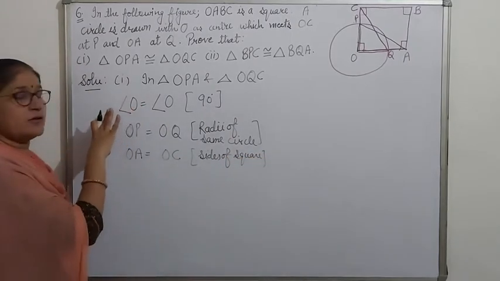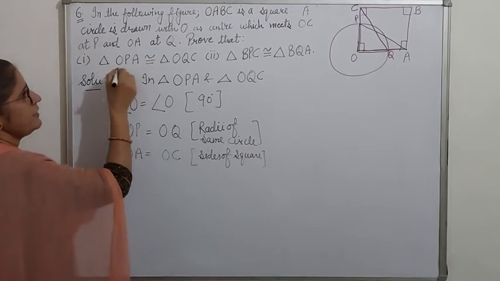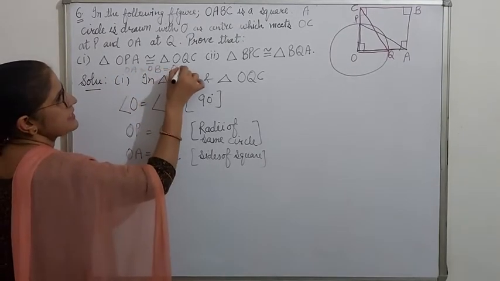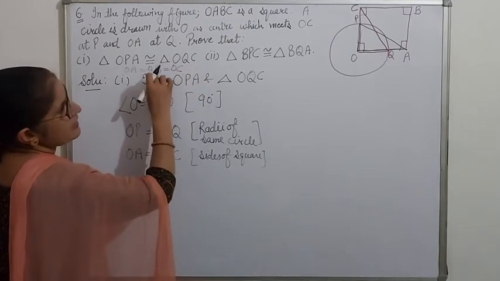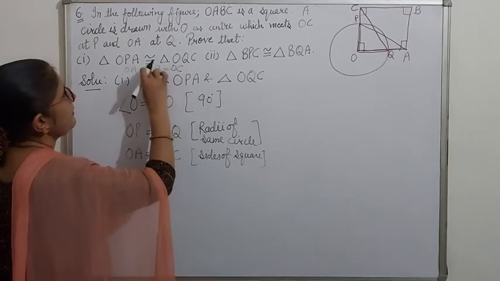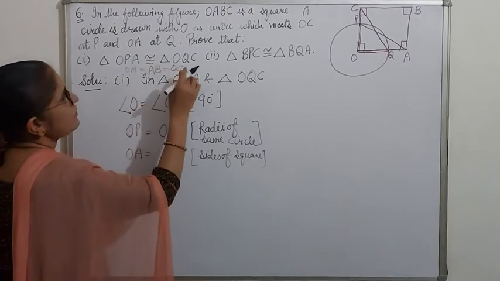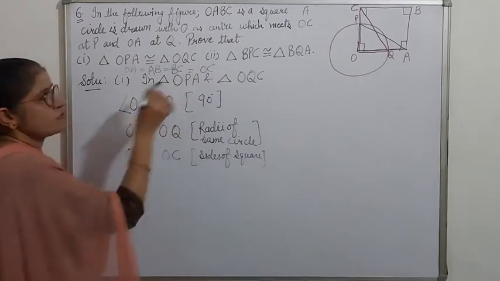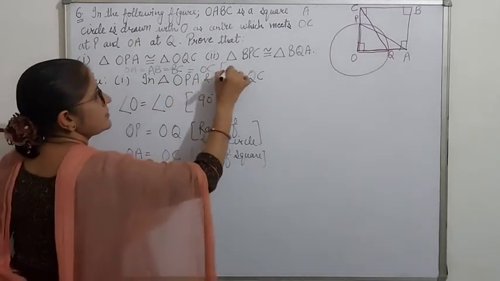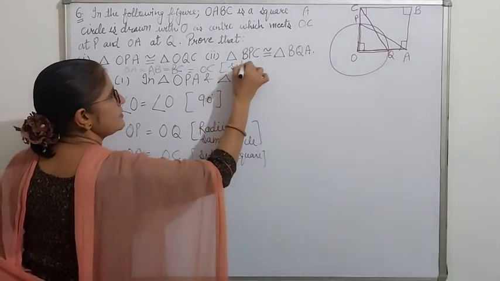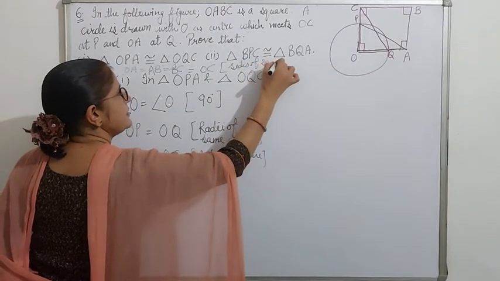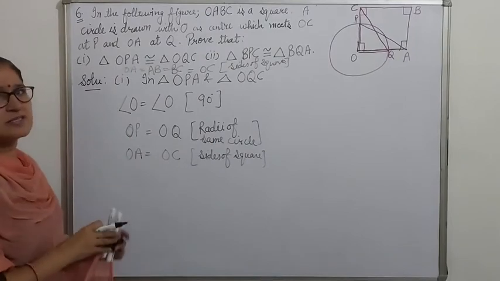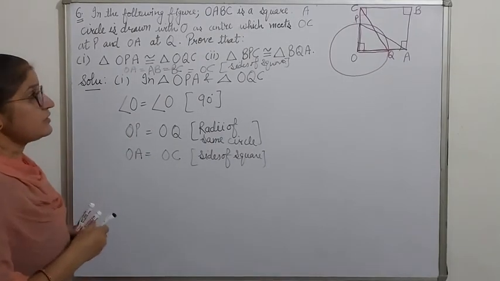Otherwise, if you are confused like this, in starting you can write here OA is equal to AB is equal to BC is equal to OC. All the four sides are equal. Why? Sides of square. And then you can use these things, then there is no confusion. Okay. Now these three things we have proved.